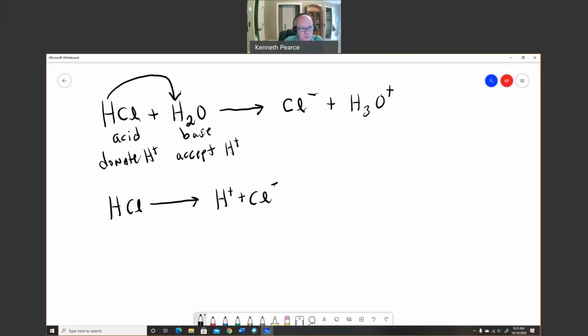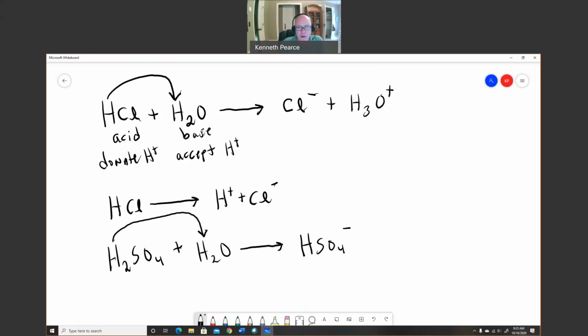Now, you can also have this sort of situation where you have sulfuric acid reacting with water, and the same situation is going to happen. The H in front of the H2SO4 is going to be donated to the water, and that'll make HSO4 minus, the bisulfate ion, since it just lost the H plus, and the hydronium H3O plus.